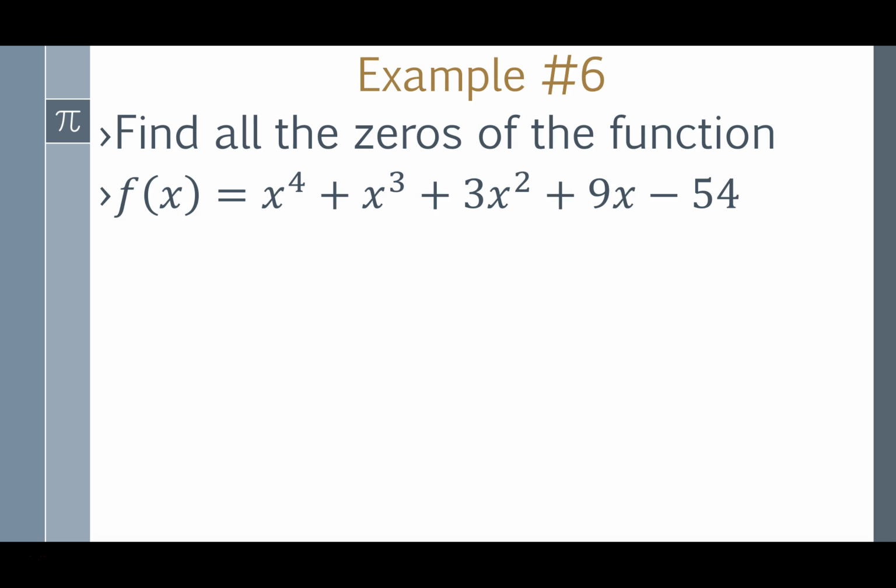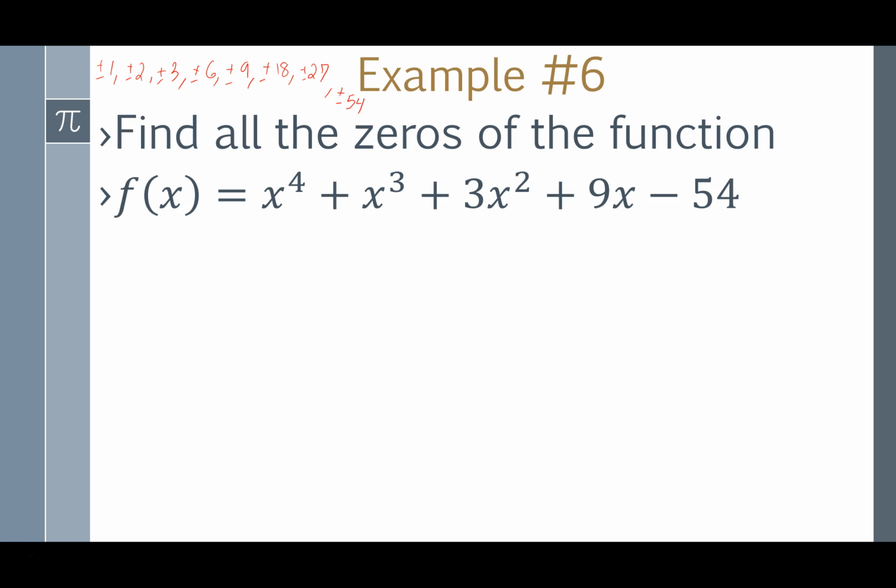Alright, now, where it gets a little more interesting is when we have an x to the 4th function. So we still want to list out all the possible zeros. So with 54, we have 1, 2, 3, 6, 9, 18, 27, and 54. There's a lot of them. That's fine. We still just want to only work with certain ones.